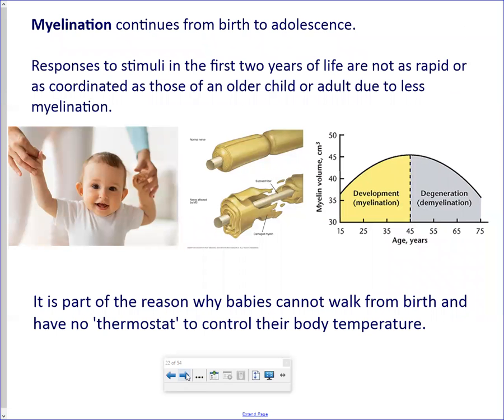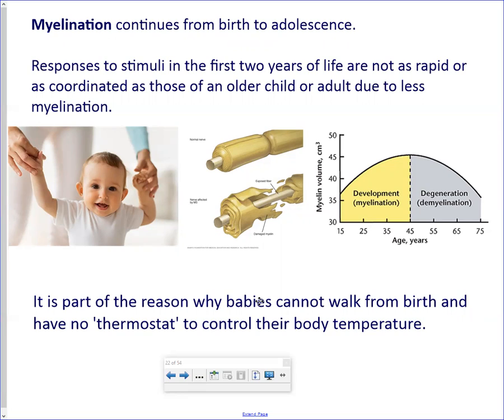So myelination is the process of developing this myelin sheath. So when you're first born, your nerves are not actually covered in myelin. Myelination has to take place. The process of myelination has to take place. And so that's one of the reasons why young children and babies are not as well coordinated as adults.